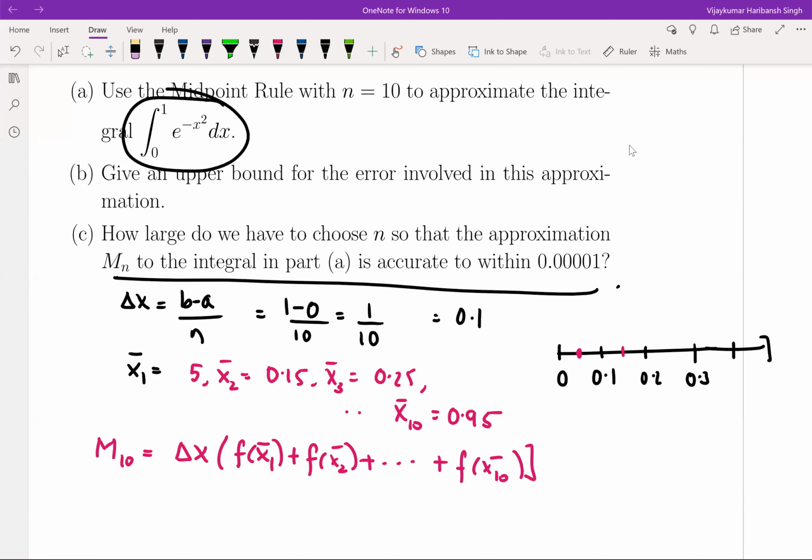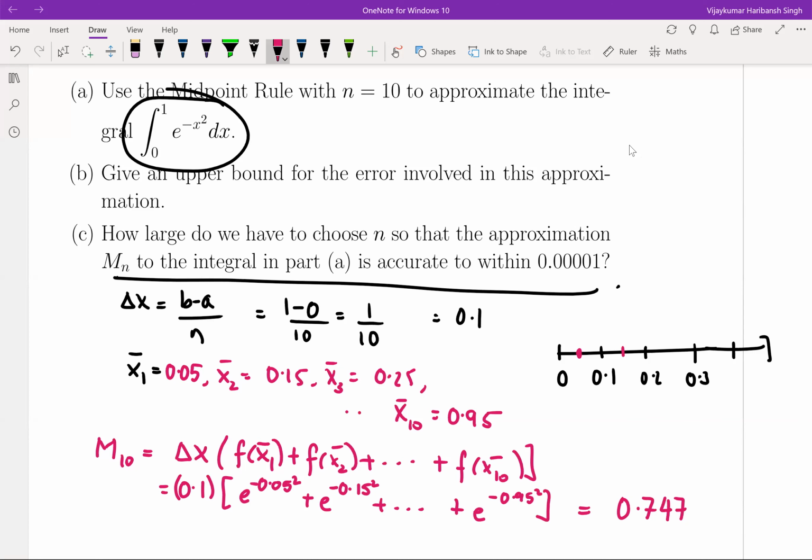Okay. And then you keep on doing this. And in the end, you see that this is going to be 0.1 times e to the power minus 0.05 squared plus e to the power minus 0.15 squared, all the way to e to the power minus 0.95 squared. And I'm using the calculator to do this computation. I get 0.7471 approximately.